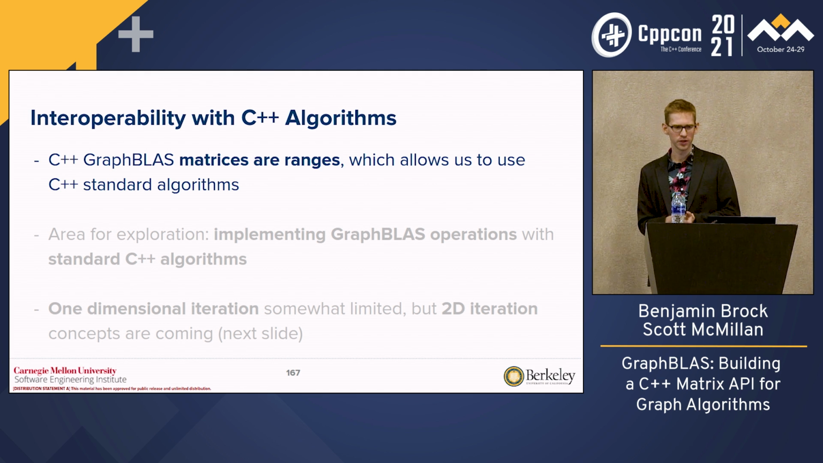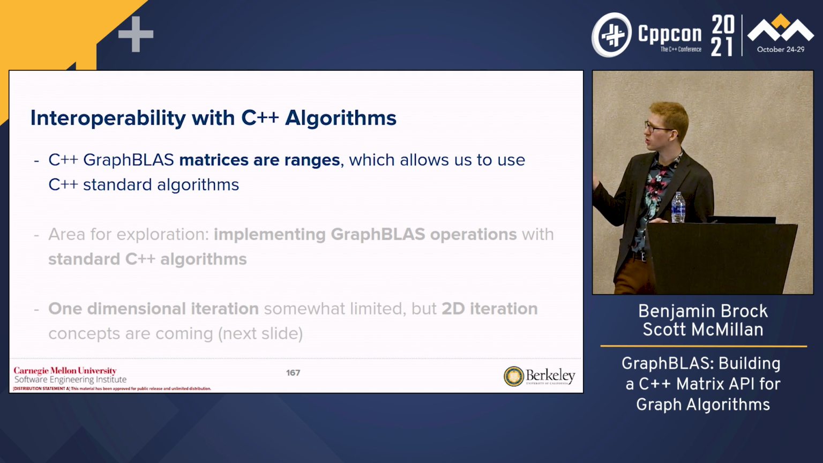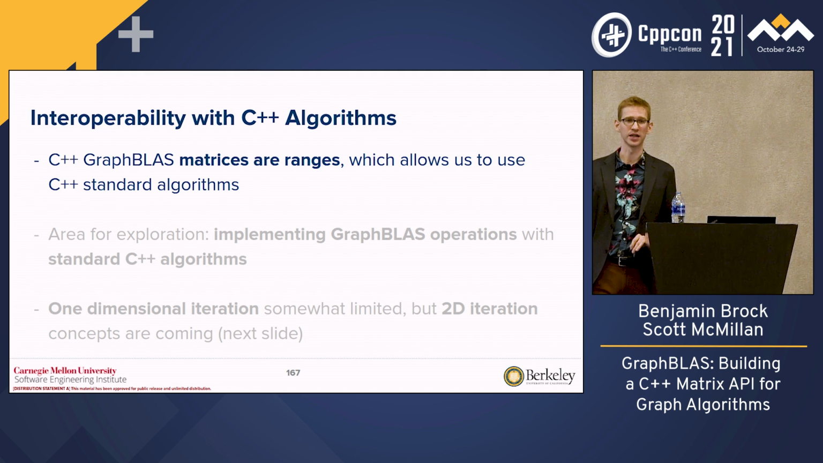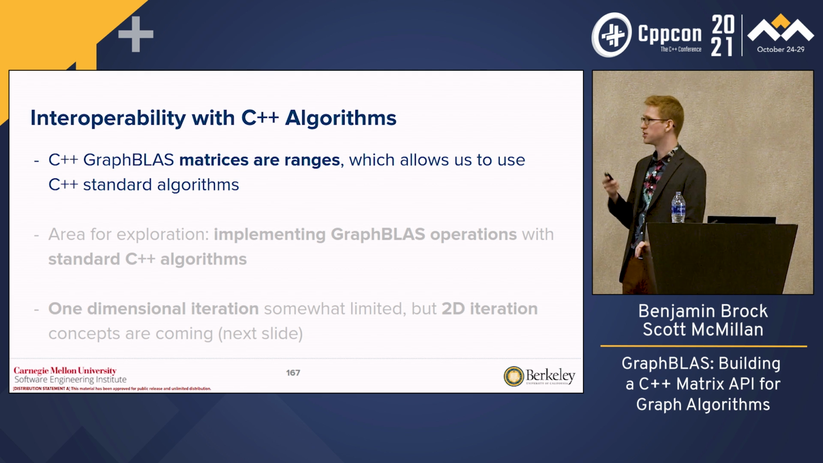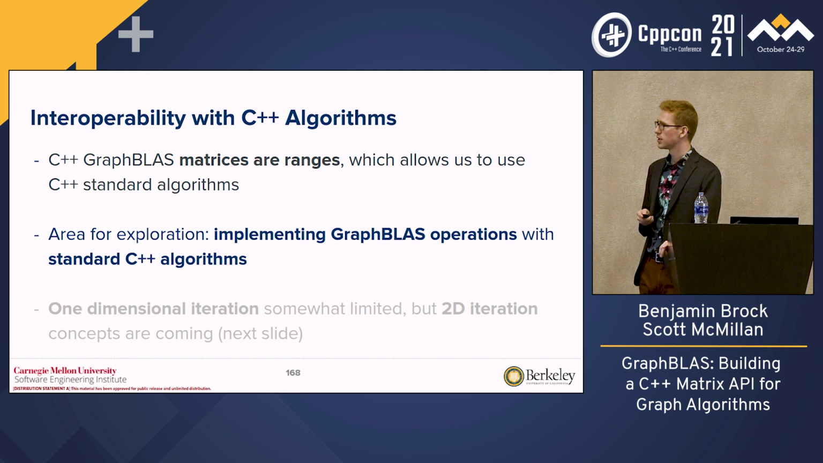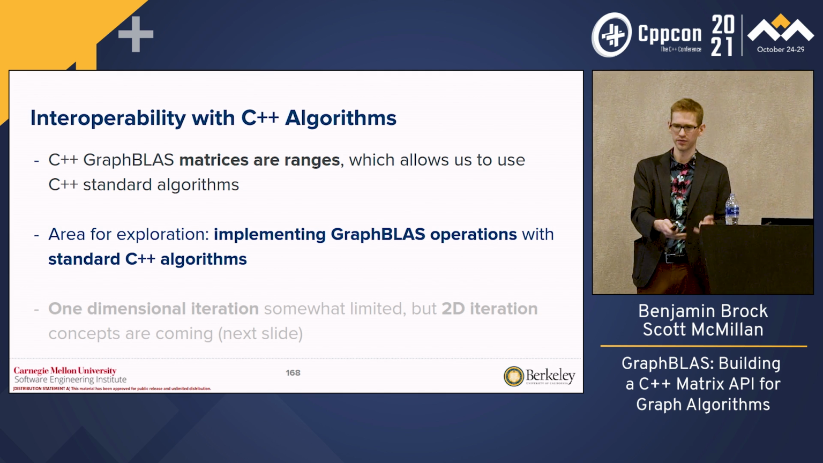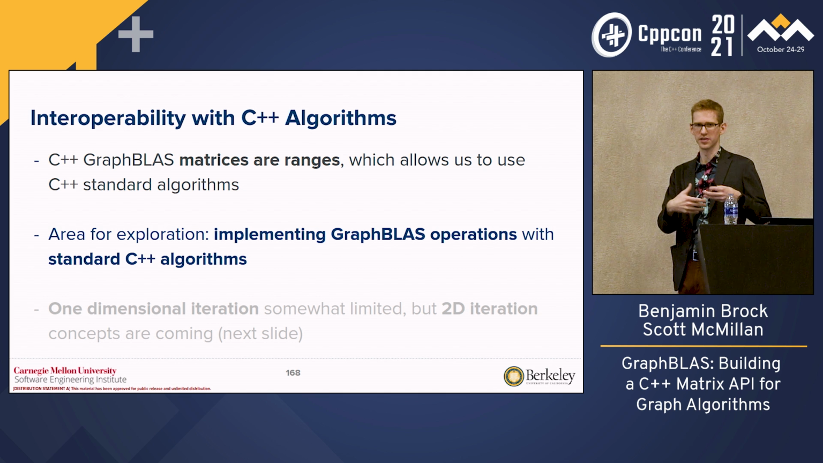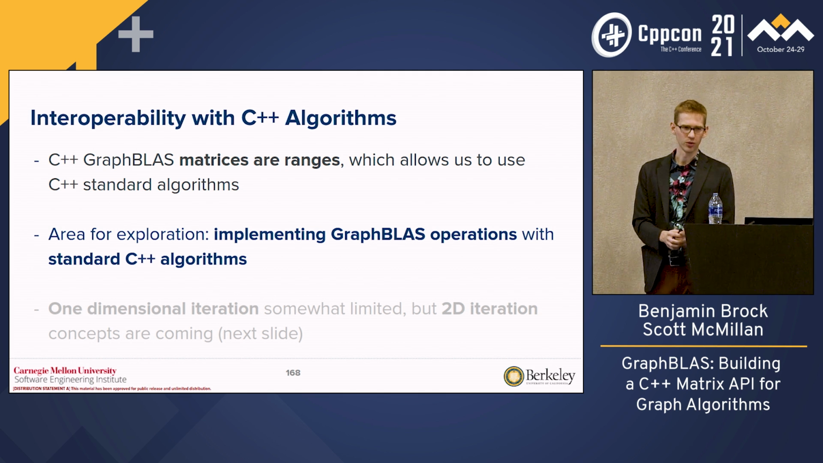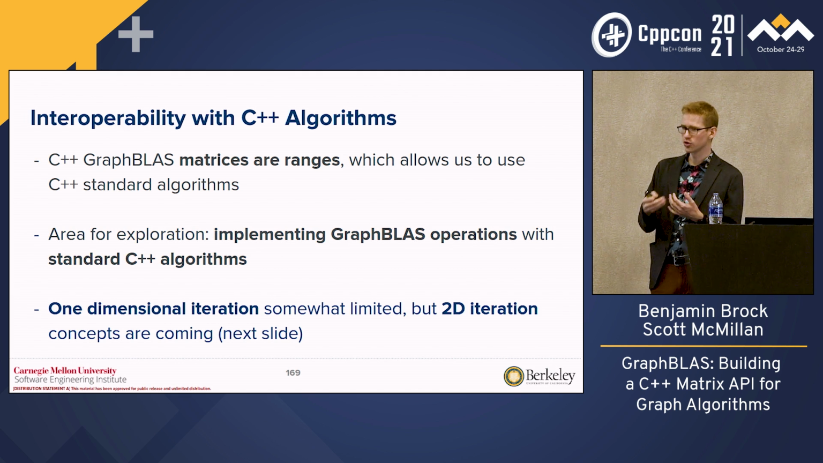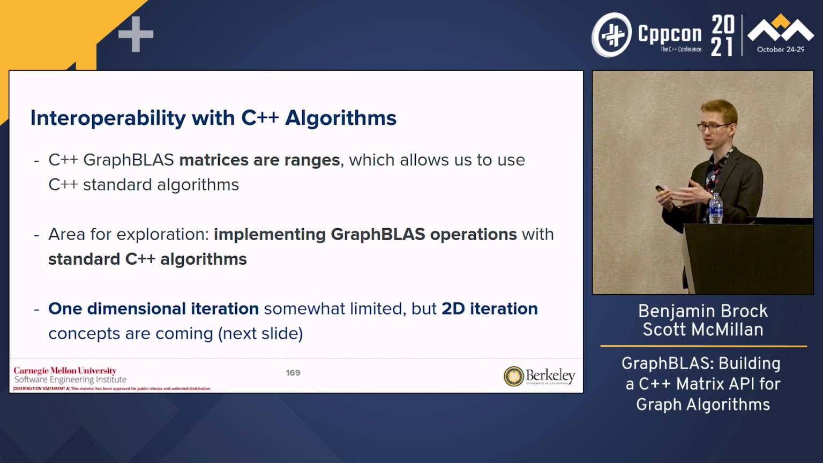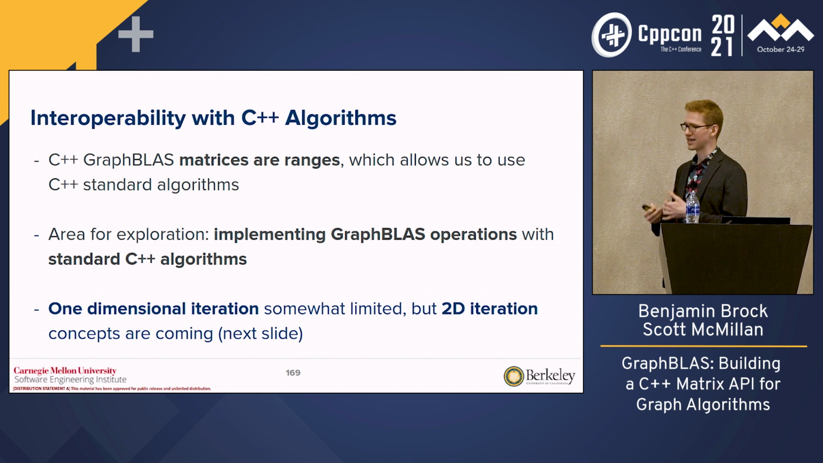Okay, so just before we finish up, I'm going to talk a little bit about interoperability with C++ algorithms. The matrices that we've defined are ranges, which is nice, which means we can use them inside standard algorithms. I think an interesting area for exploration is actually implementing all of the operations, that is all of the algorithms, using standard C++ algorithms. That's not something that we've done yet, but I think it would be really interesting to use C++ standard parallelism to get parallel implementations of all of these as well, just out of C++.